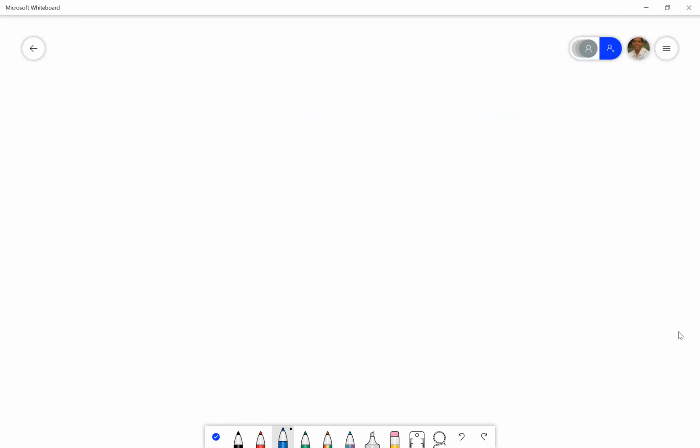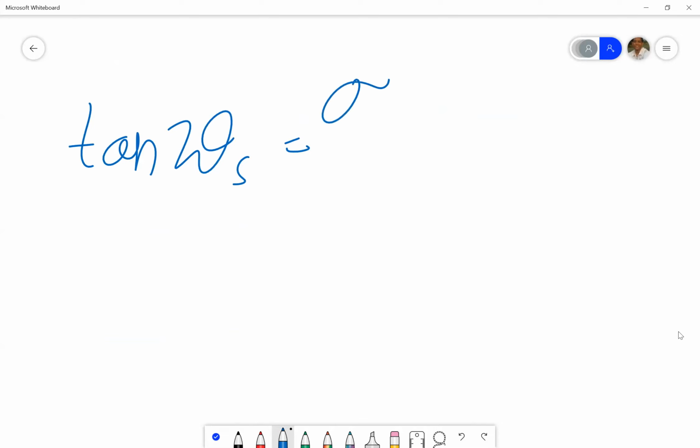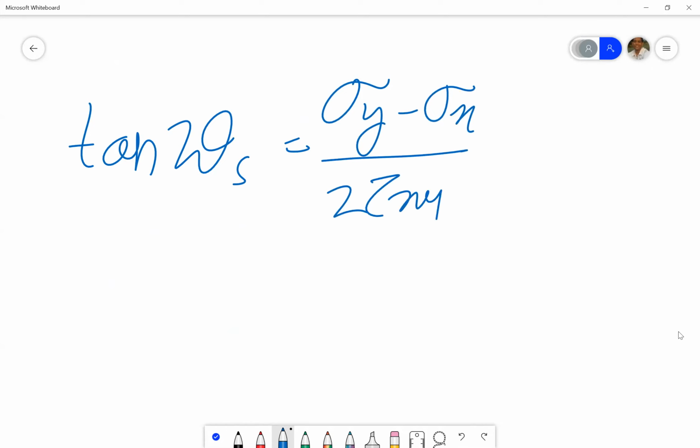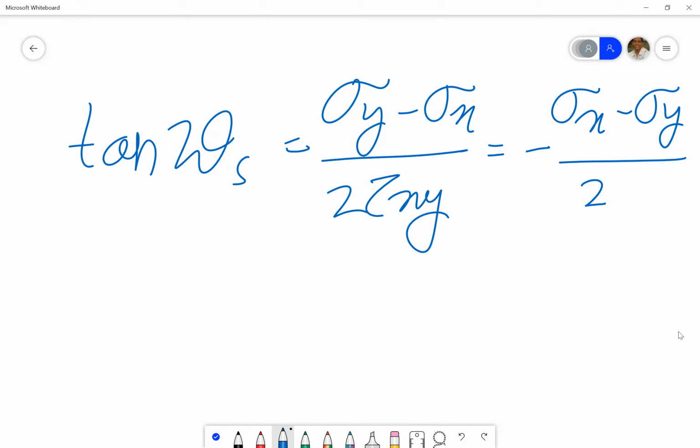So by differentiation of the shear stress, we found that tan 2 theta S, I'll be using the term S, and I'll tell you why later, equals sigma y minus sigma x divided by 2 tau xy. Or we can say it is the negative of sigma x minus sigma y divided by 2 tau xy.